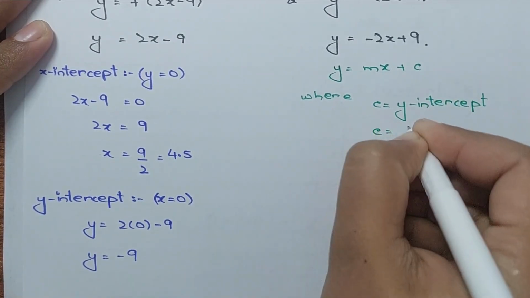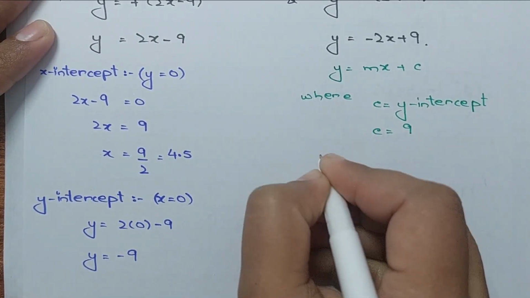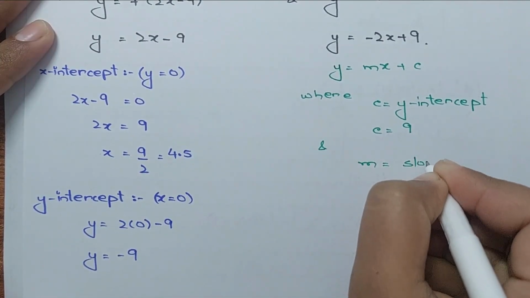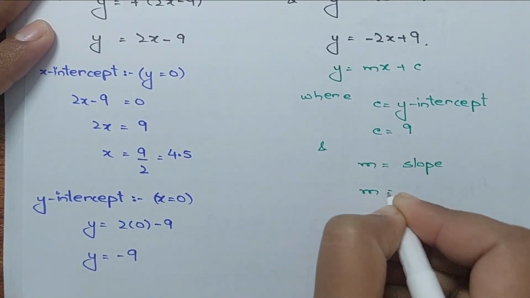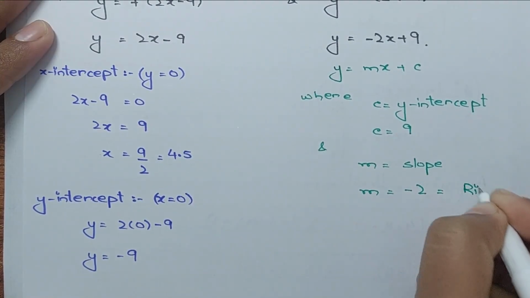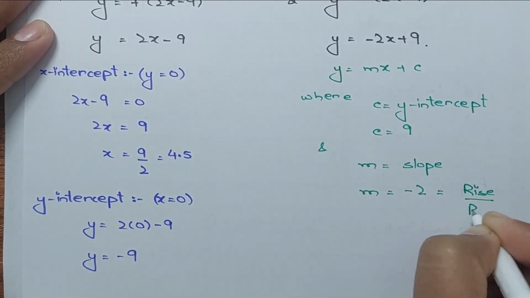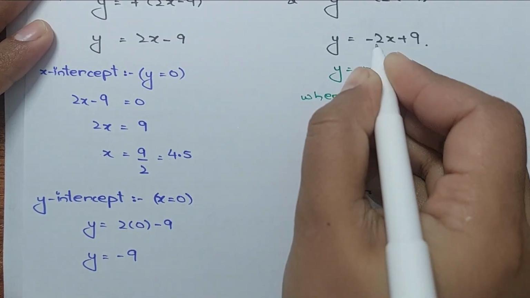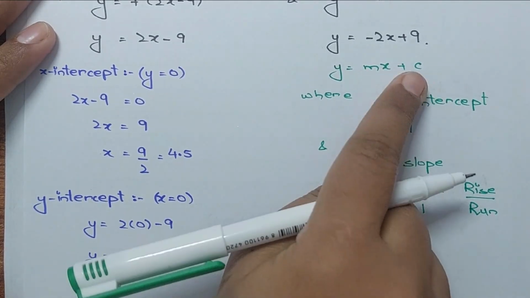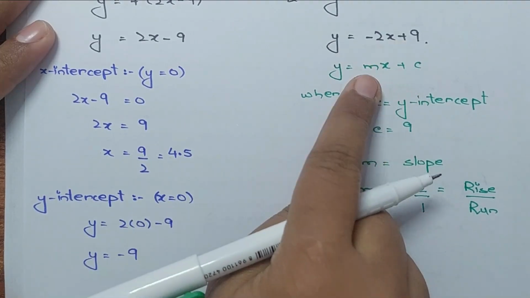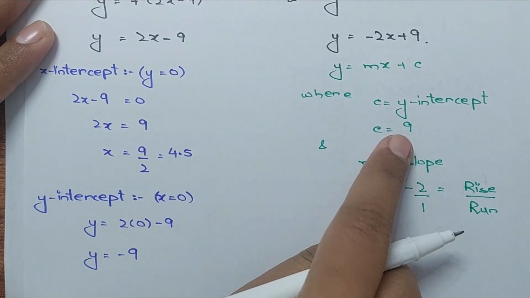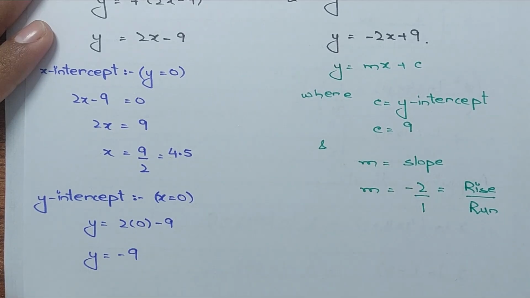So here the c value is 9. So 9 is the y-intercept. And we can say m is the slope. So the m value is negative 2. And slope formula is rise over run. So we can say this is minus 2 over 1. We can write it down minus 2 as minus 2 by 1. C value is 9 and m value is minus 2. C is your y-intercept. Now the y-intercept is 9 and the slope is minus 2 by 1.